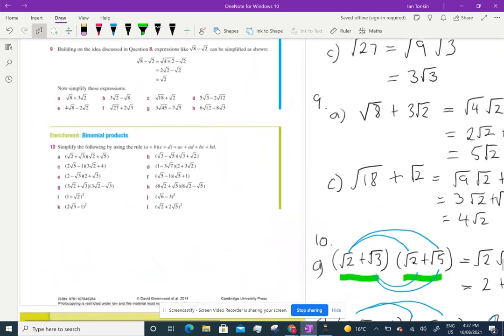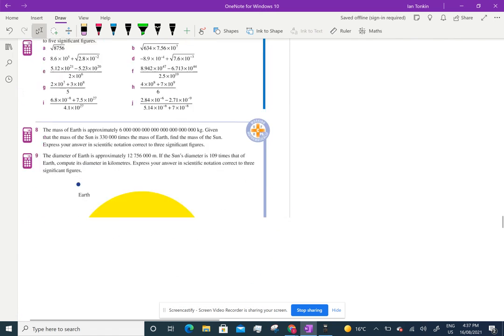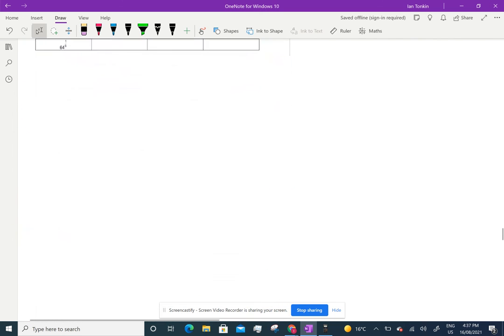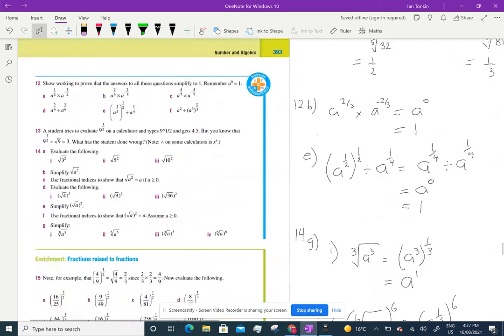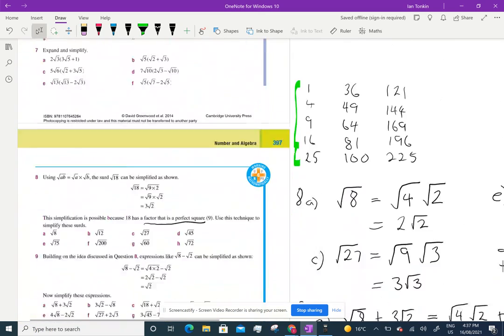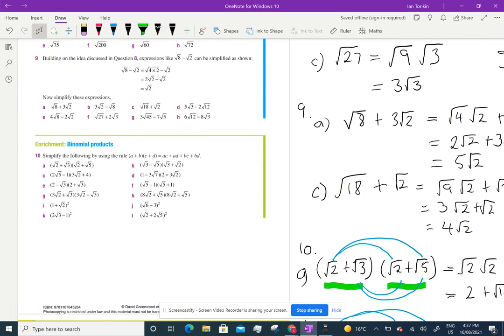Remember, these are all binomial expansion. I'm just going to scroll down to where it is again. So simple operations with surds. So the very last question, binomial expansion, it's 2 things by 2 things. So when you do the expansion, you're going to get 4 things, 4 terms. I shouldn't call them things, 4 terms. And then you just simplify. All right, good luck with those.